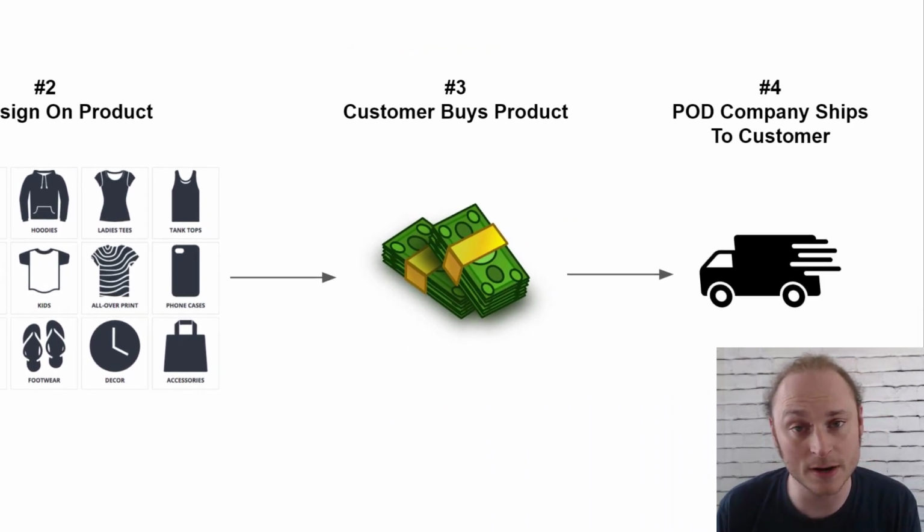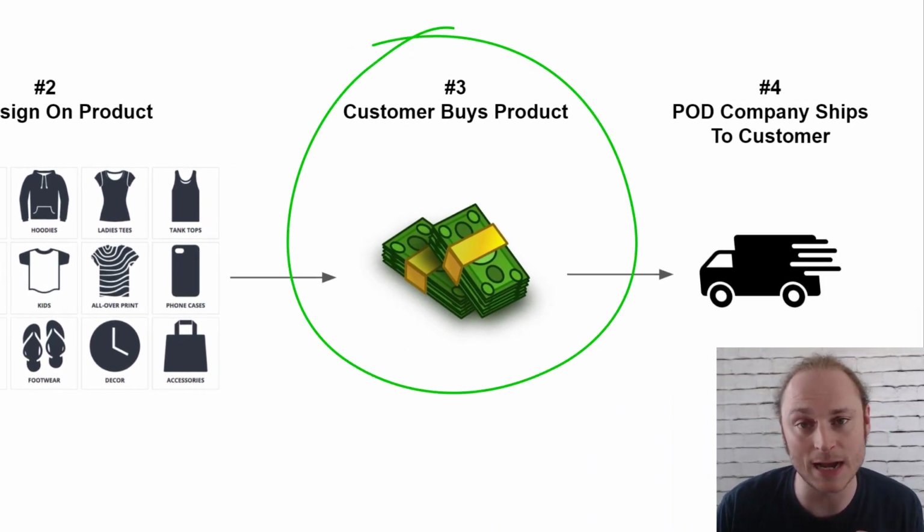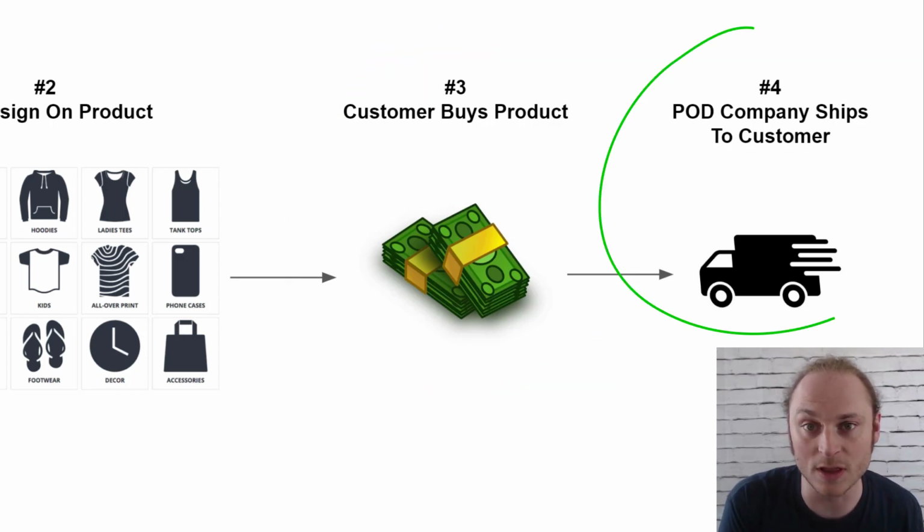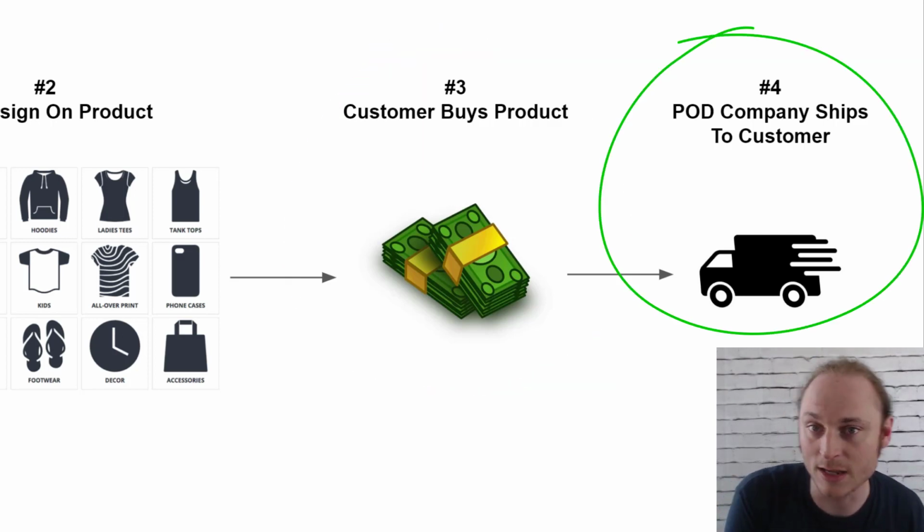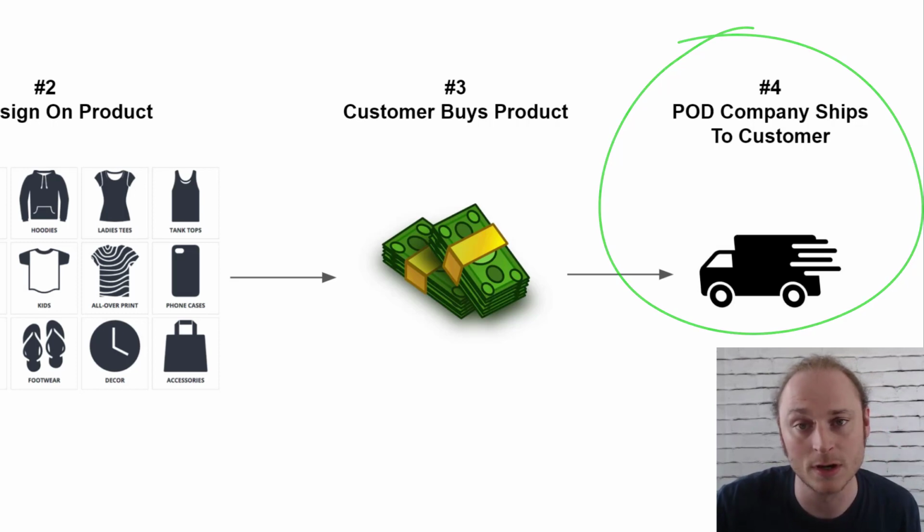Now, some of the similarities with dropshipping is when somebody buys your product, your print-on-demand company will fulfill it. So they'll print that product and then ship it to the customer on your behalf.